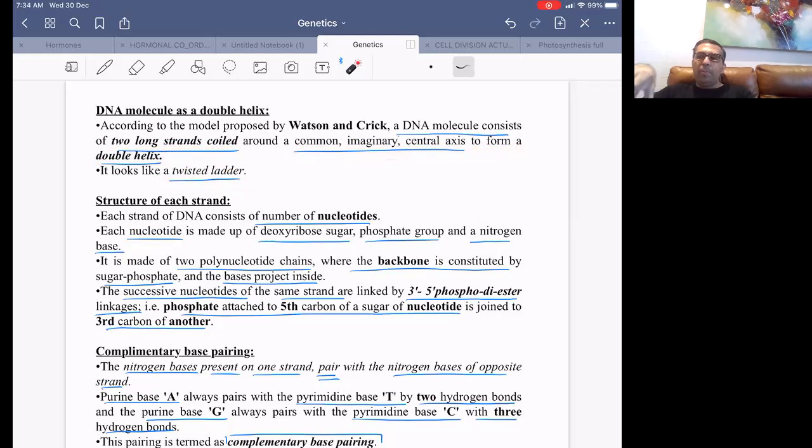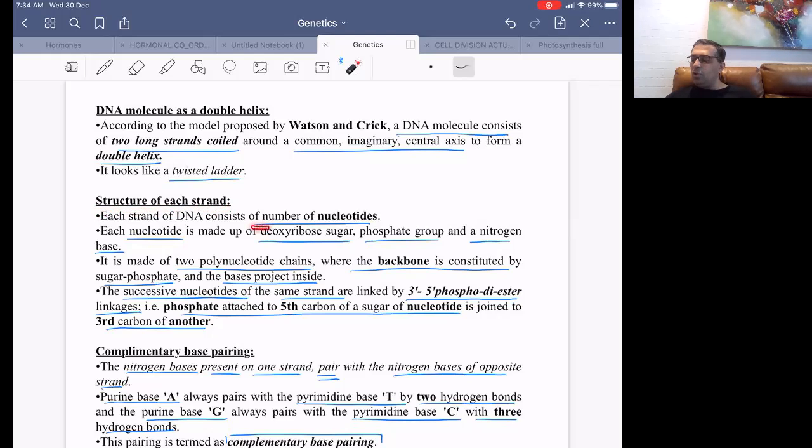So this becomes your double helix model. So this is the imaginary coiling around the central axis. And that is the three-dimensional structure of the DNA. What is the structure of the DNA made up of? Well, that we know everything.